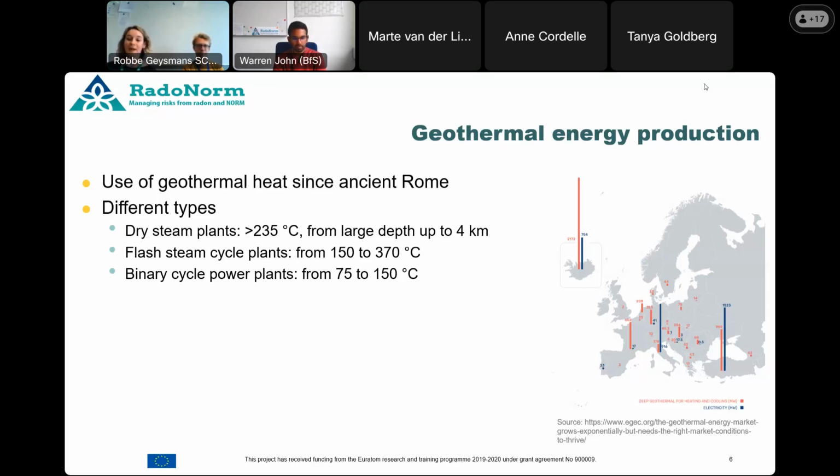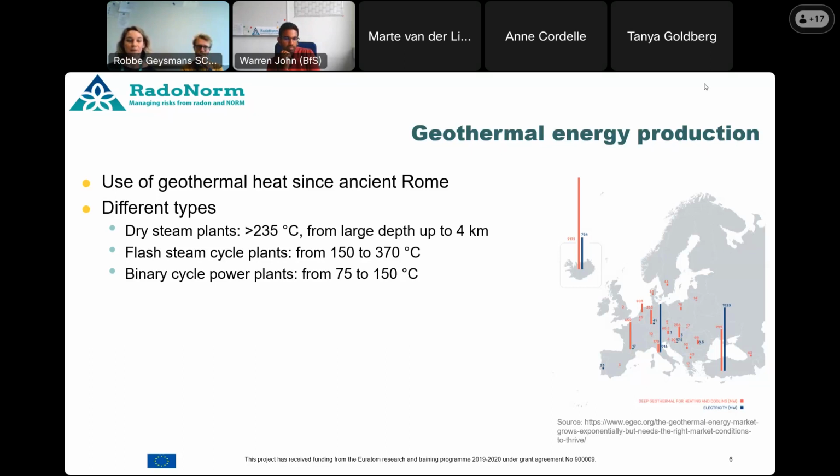You can also see a map of Europe where the geothermal plants are producing heat, for example, for district heating or greenhouses. But also the production of electricity. The electricity production actually needs very hot water, more than 235 degrees Celsius, and it's often found at depths larger than 4 kilometers. So that is already some drilling.